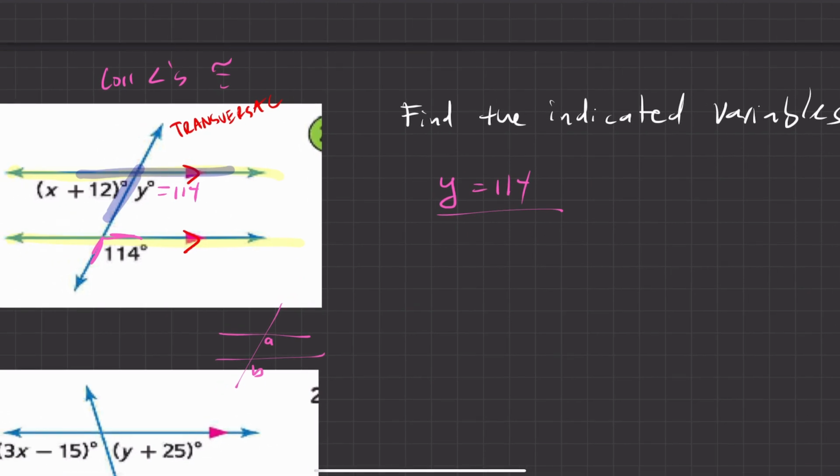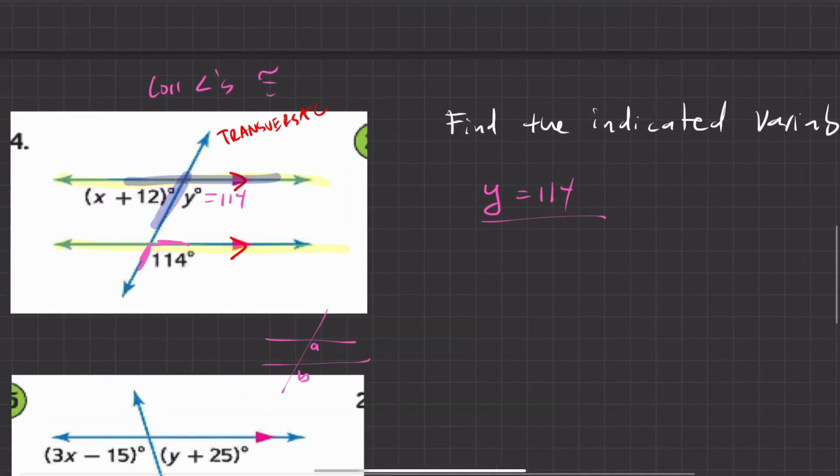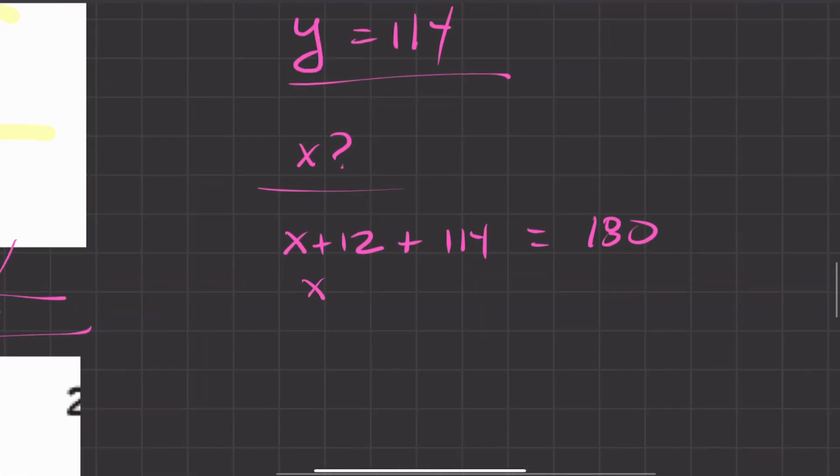And I have my calculator next to me so I can figure out what the answer is. So to find the indicated variable x, I already figured out what y is. I need to figure out what x is, okay? So what is x? To set up my equation, I would do x plus 12, plus 114 is equal to, remember, linear pair, they equal 180, so that's going to equal 180. So now I'm going to combine the like terms. This should give me 126, right?